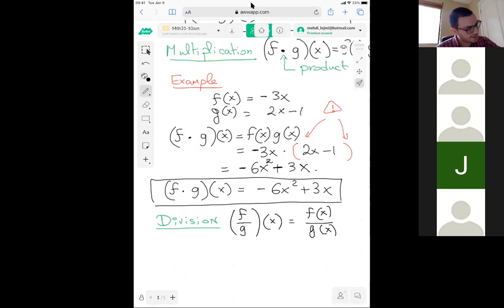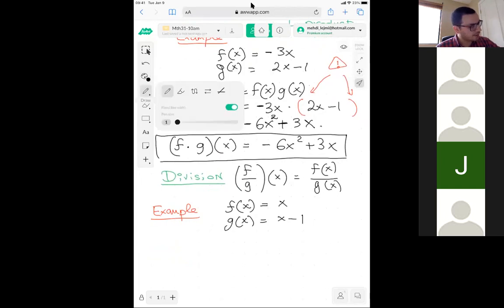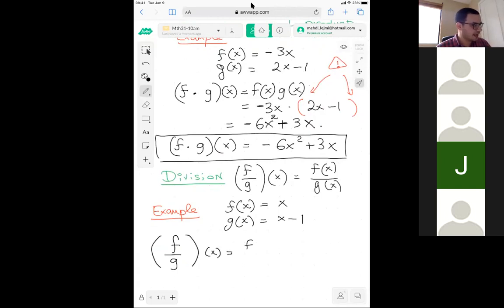So for example, here's an example. Let's say f of x is x, and g of x is x minus 1. When you divide f by g, we write f over g of x. That means f of x over g of x. So that would be x over g of x, which is x minus 1. Yeah, so that's for the division.